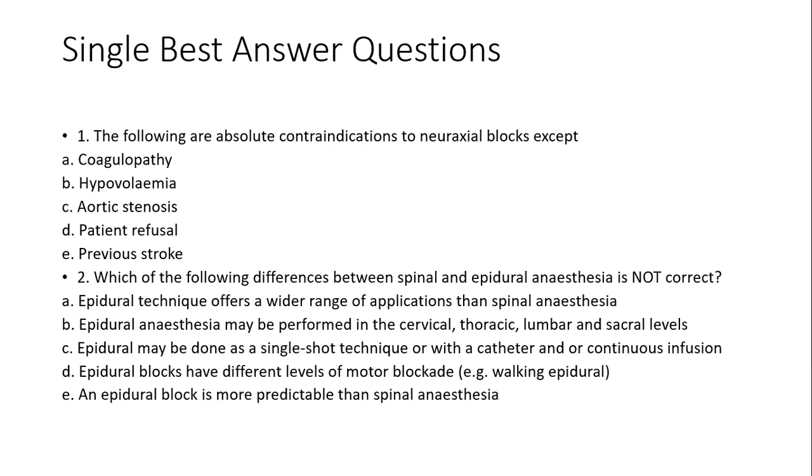Okay. Who are the people? Dolly, read question 2 and answer it. Is Dolly there? Yes, doctor, I'm here. Okay, read question 2 and answer. Which of the following differences between spinal and epidural anesthesia is not correct? Doc, must I read all of them or must I just choose the answer? No problem. E. E, an epidural is more predictable. It's not correct. That is your correct answer. Correct, because epidural block is less predictable.